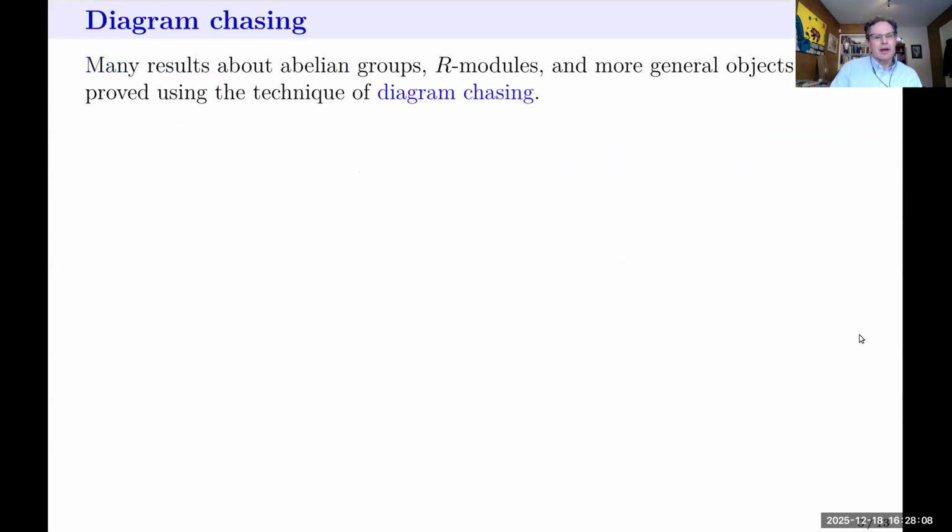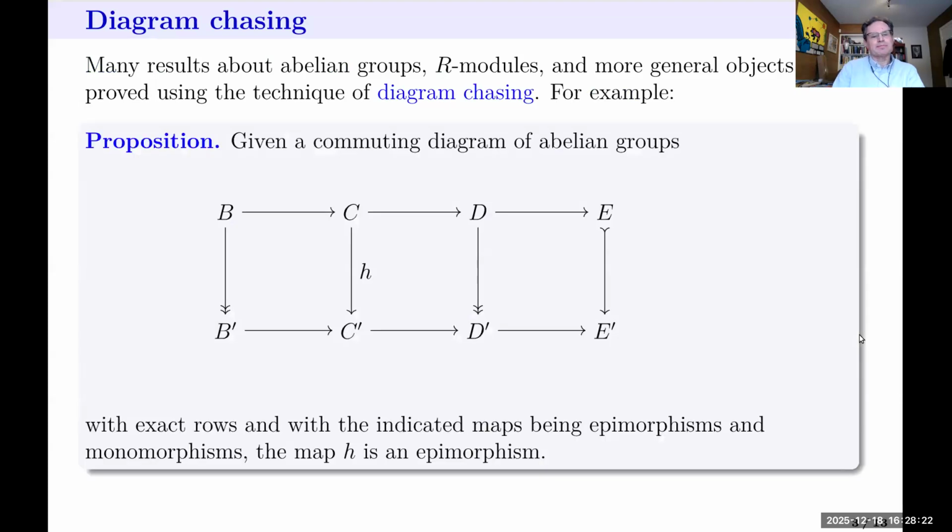Okay, so what is diagram chasing? This is a technique that's used when you're trying to prove things about abelian groups or R modules or more general objects. I'll say a bit about the generality in a moment. And let me just start with an example. So suppose you've got a diagram like this where the three squares commute. I'm going to assume everything's abelian groups just for the example, but the whole point of the talk is to be able to generalize this.